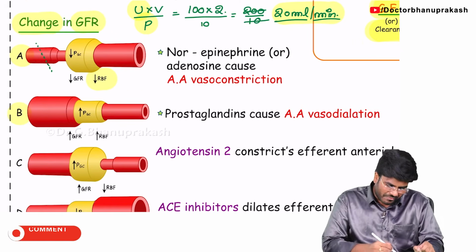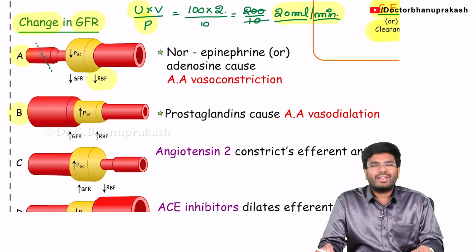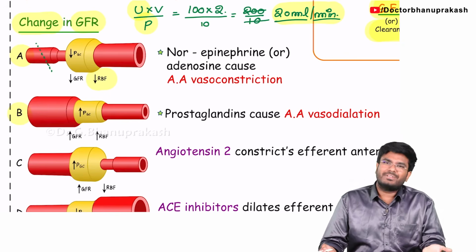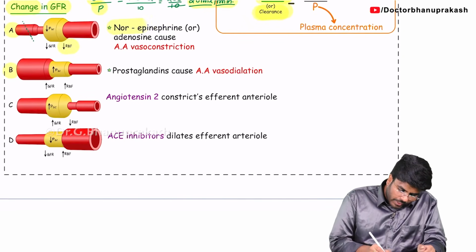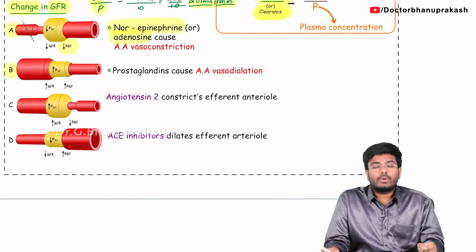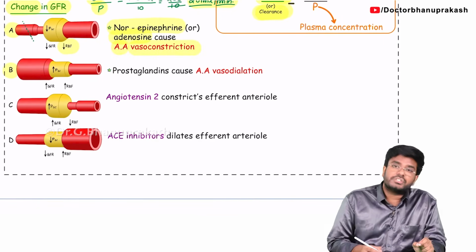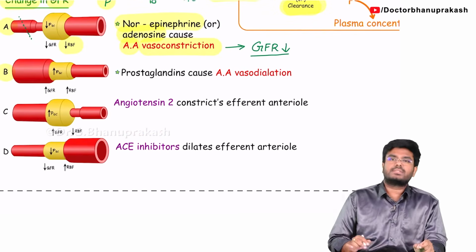So now you tell me, whenever there is afferent arteriolar constriction, what do you think will happen to the GFR? Sir, here less blood is coming. Whenever less blood is coming, less will be the GFR. So always remember the substances like norepinephrine and adenosine cause afferent arteriolar constriction. Whenever there is afferent arteriolar constriction, what is the result guys? The result is GFR decreases. Renal blood flow decreases, GFR decreases.